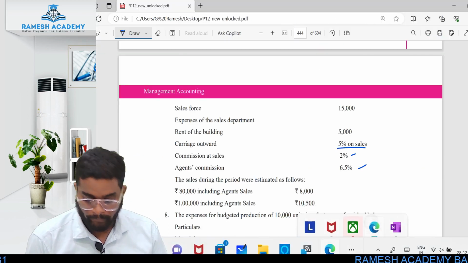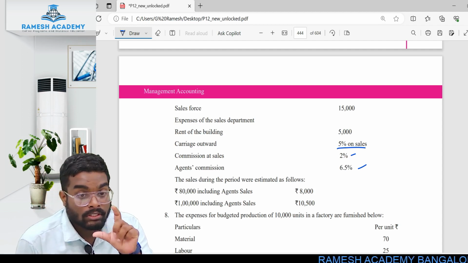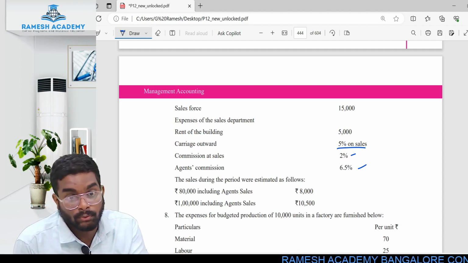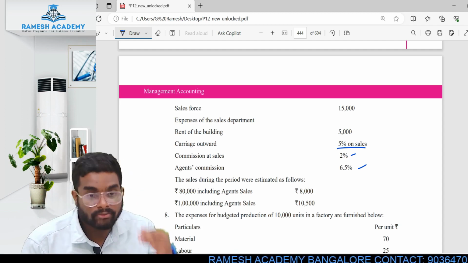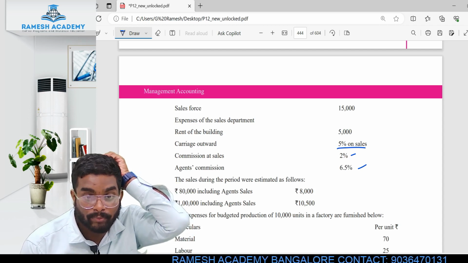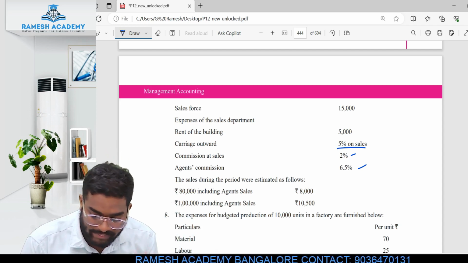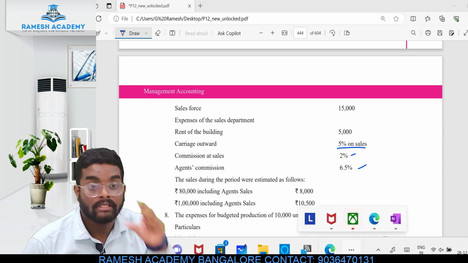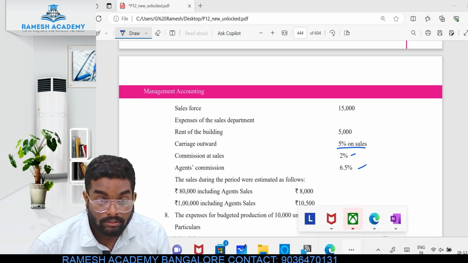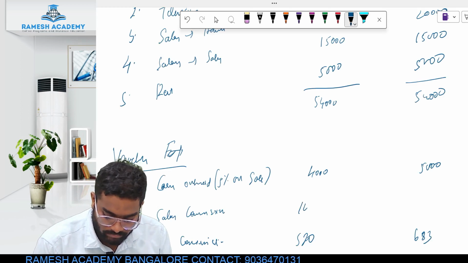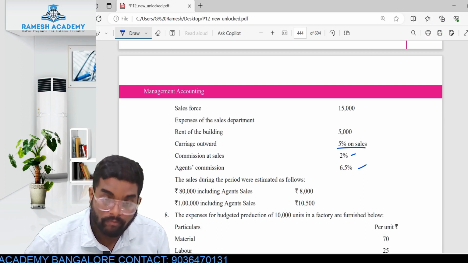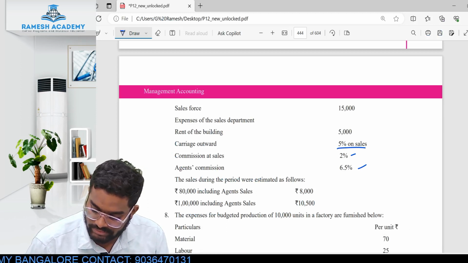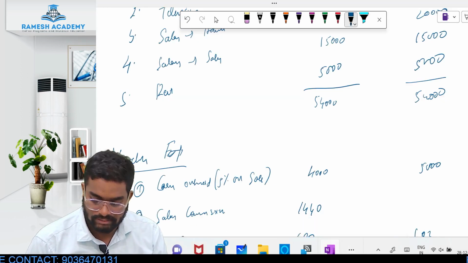Sales commission, if you remember that question, sales commission was only the difference between the total sales and the agent sales. So now here we have 80,000 sales, but in that 8,000 is done by agent, so there is no requirement of paying extra commission on that also. So on 72,000 we have to pay 2% because the remaining part we are paying agent commission. So here it will be 1440, and here it will be 1 lakh minus 10,500 of agent sales into 2%, 1790. That is the sales commission.